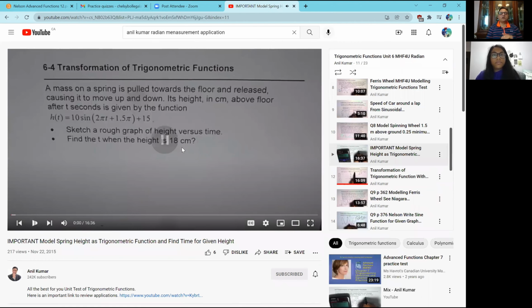So these are very common questions. Well, this question is easier since we have already given you the equation. You get the idea. So it's been pulled towards the floor, but you will understand why the time period was that much or things like this. Sketch a rough graph of height versus time. Find the time t when the height is 18 centimeters. So you have to do the calculation just as we did, correct? Sir, do you have angular velocity questions? Or just type angular velocity, Anil Kumar, angular velocity.